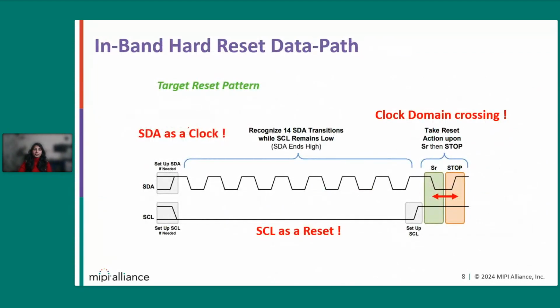So the third example I have taken is the target reset pattern, which is used to trigger the default or configured reset action of target devices. The target reset pattern begins with 14 SDA transitions while SCL is kept low, and there will be a repeated start followed by a stop, which triggers the actual reset action. So if we see here, SDA is used as a clock again, and SCL is used as a reset signal. And at the end, there will be a clock domain crossing between these two signals.